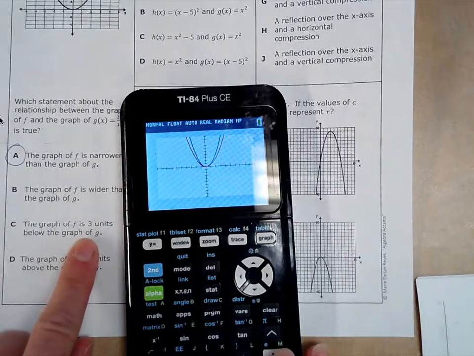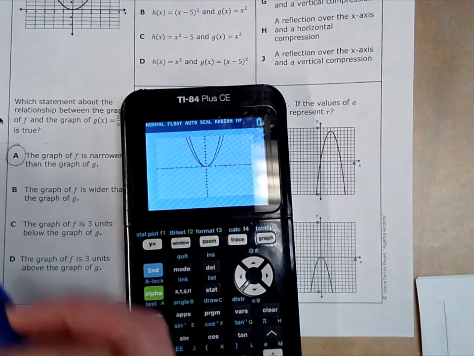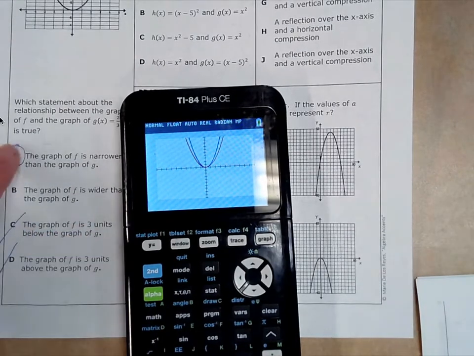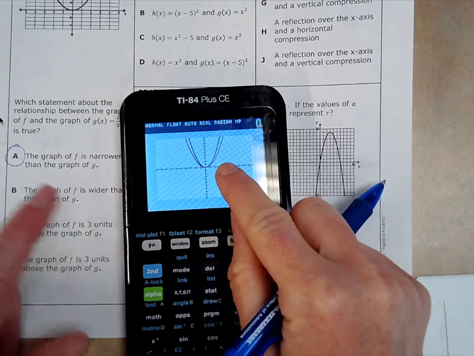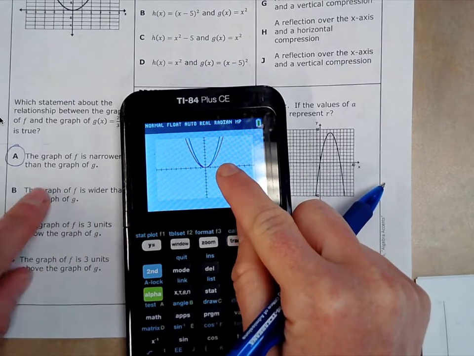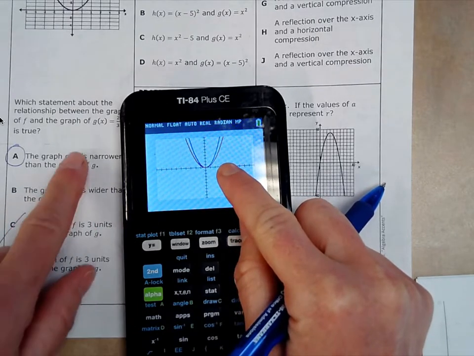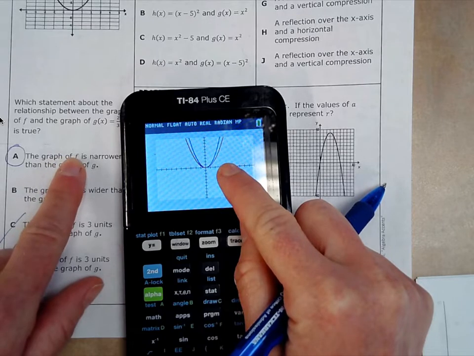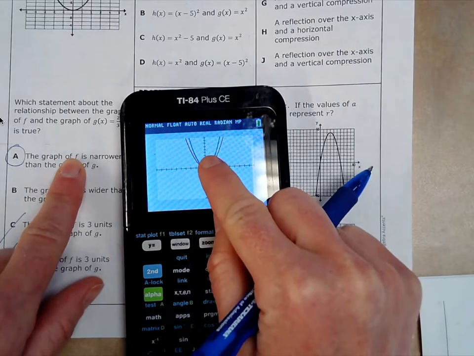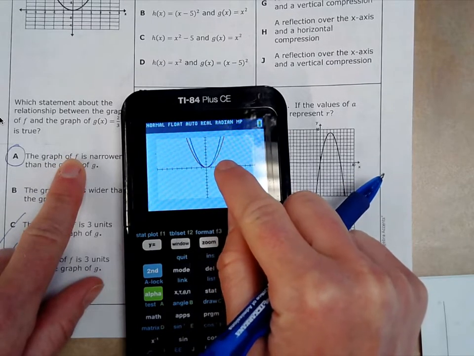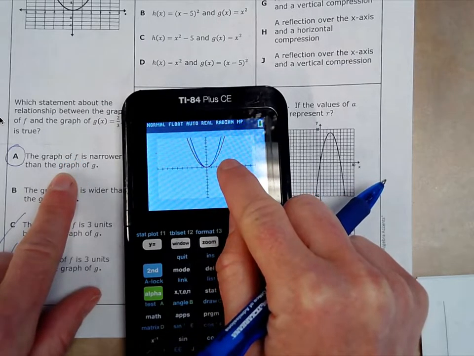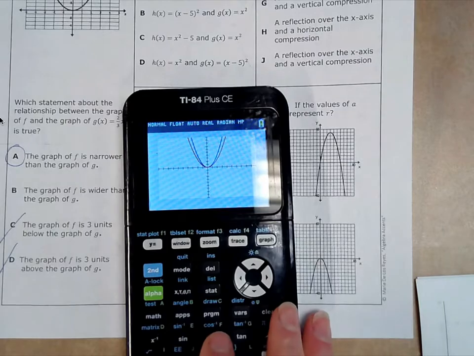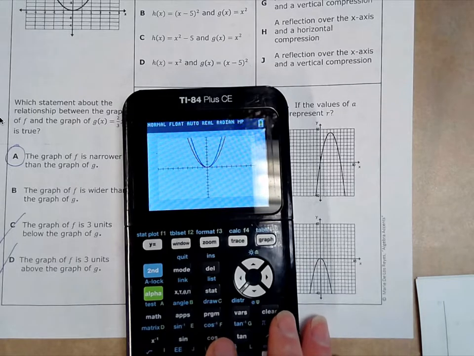It didn't move it up or down, so it's definitely not these. This one actually confused me and it got me. I got it wrong because I was like, well, the new one is wider. So it has to be B. But the thing is, it says the graph of F is. So it's saying I'm comparing F to G. F is narrower than G. So it got me there.